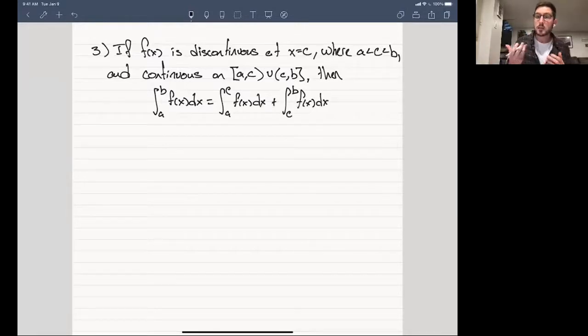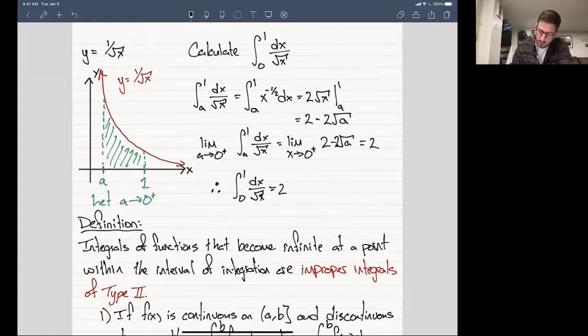And of course, in cases where the intervals are finite, then we say that it converges. So we're using the same language from the previous improper integrals. And if the interval is infinite, then we say it diverges. Okay, so we've done one example here with 1 over the square root of x. Let's take a look at another one.